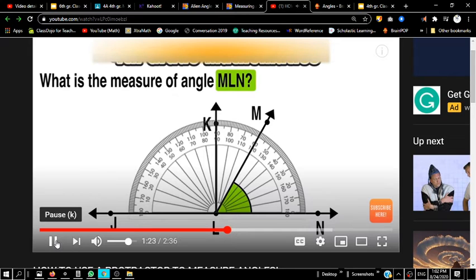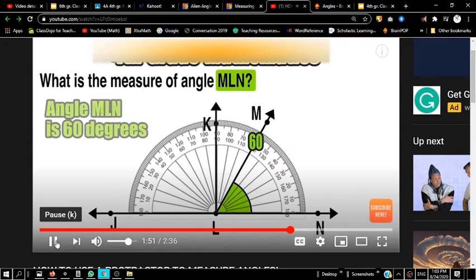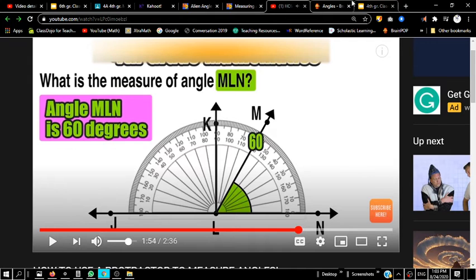Vertex point, and we also want the flat horizontal portion of the protractor perfectly aligned with the bottom line, okay, our bottom ray that makes up our angle. So now we can use the top ray, in this case the line that starts at point L and goes through point M, and see what measurement it is aligned with on the protractor. So the protractor shows us that angle MLN has a measure of 60 degrees. So our conclusion is that angle MLN is 60 degrees. All right, so there you go.